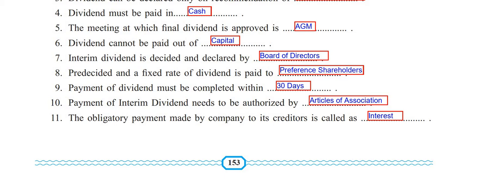11th is the obligatory payment made by a company to its creditors is called as dash. Definitely it is called as interest. So this is how they have tried to ask us the question in a different way, but otherwise students you can see the answers, which I have also said in my previous video, that the answers remain the same, but the way they ask the question differs.